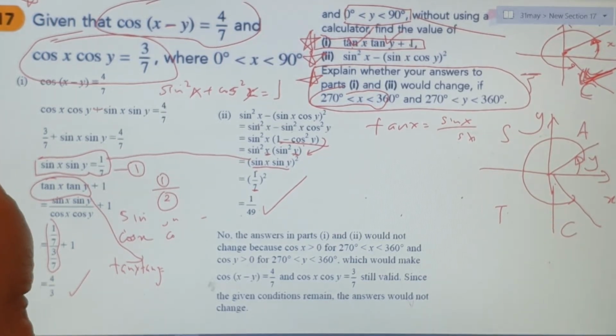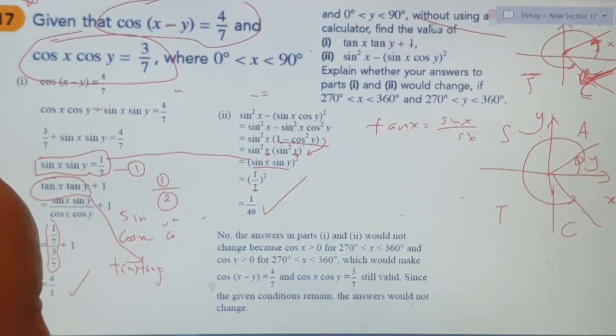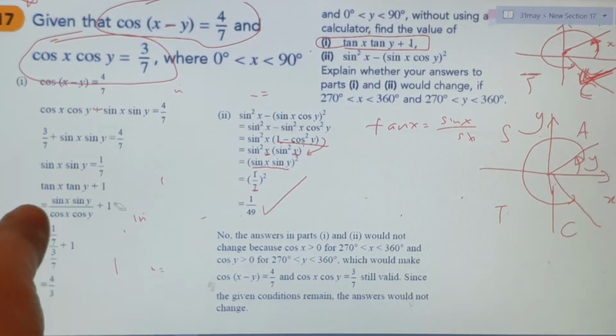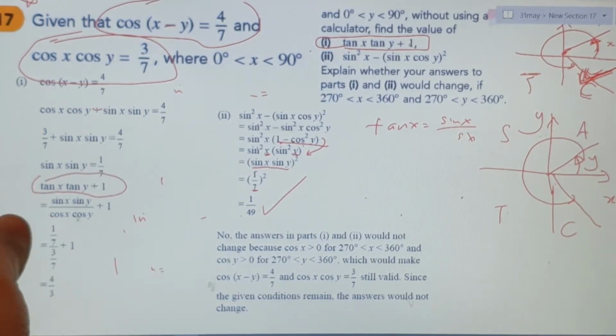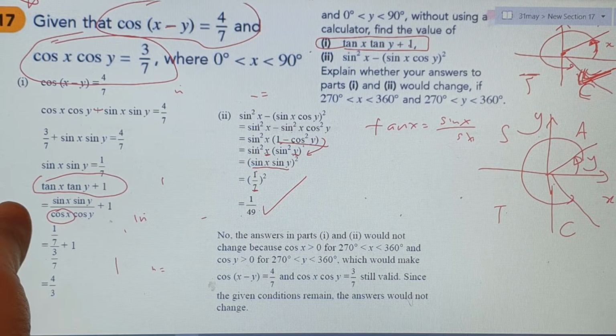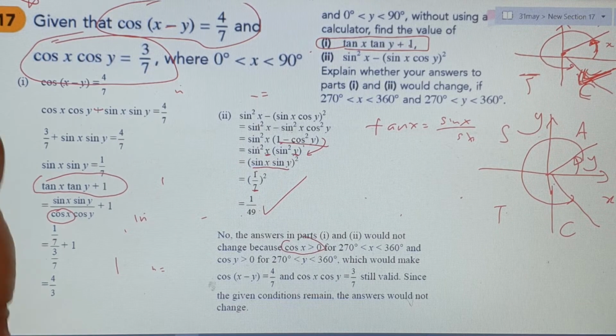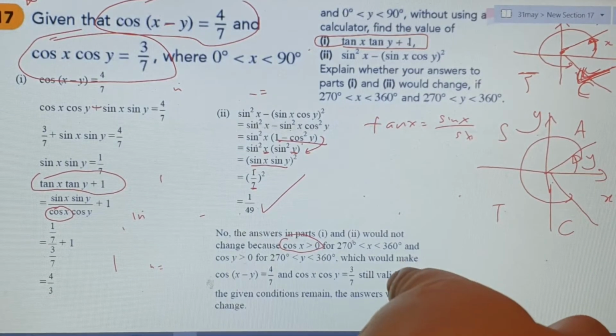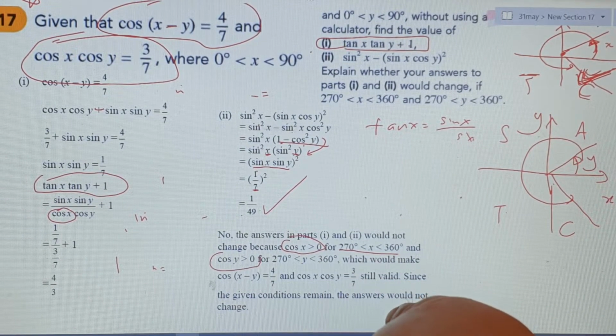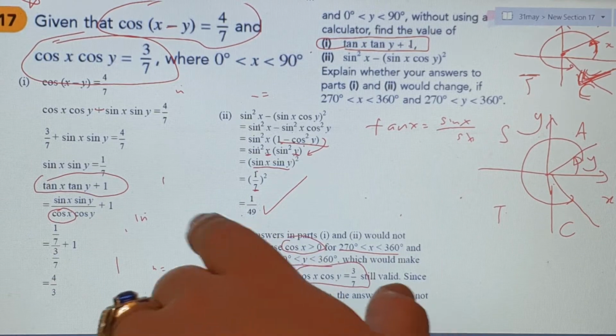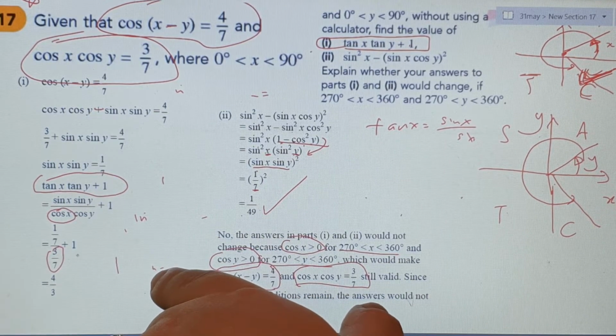Okay, so if you were to look at part 1, this is what they asked you to find, and you've already found it here. Okay, remember we changed this to this and so on and so forth. So can you see that cos x will be positive in this quadrant? Cosine here is positive, alright? And cosine y also positive, okay? Which means that this one is positive and this one is positive. So your cos x cos y here will still be 3 over 7. So this part will still be correct.